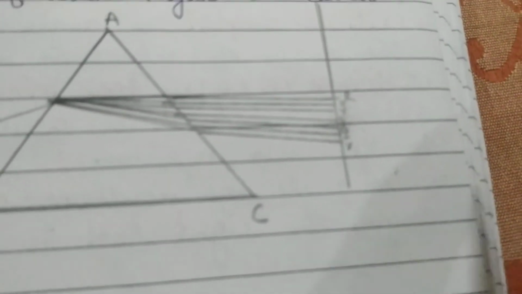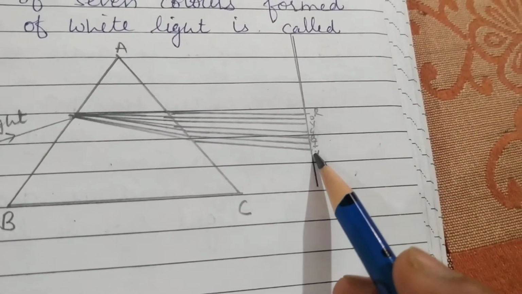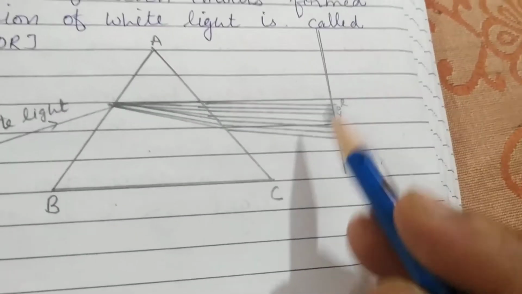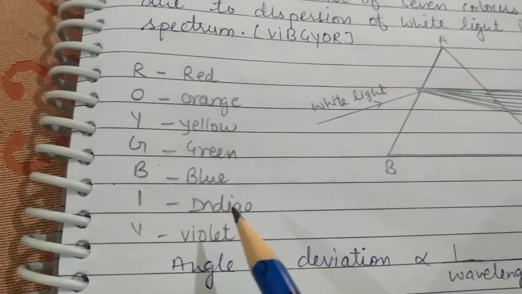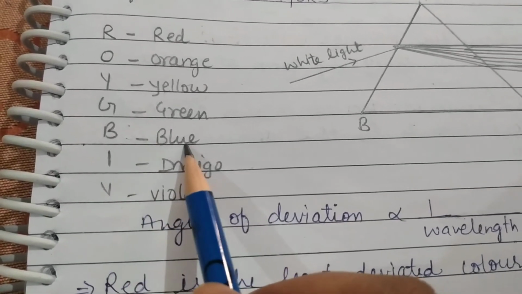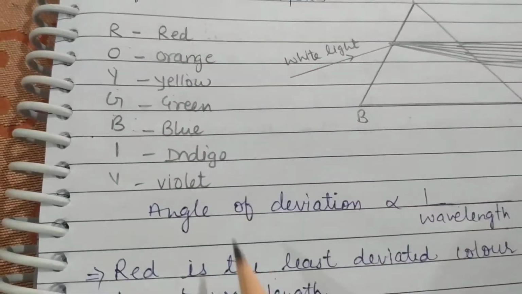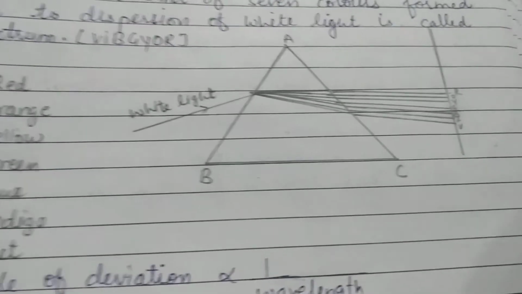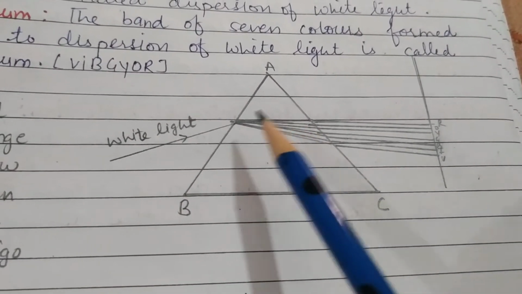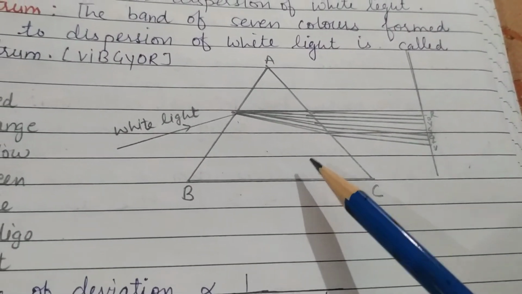You see here, VIBGYOR means these are the lights. Read here. V is for violet, I is for indigo, B is for blue, G is for green, Y is for yellow, O for orange, and R for red. So you just read it VIBGYOR, right? As you see, when white light is incident on a prism, it is split into 7 colors. So this phenomenon is called dispersion.